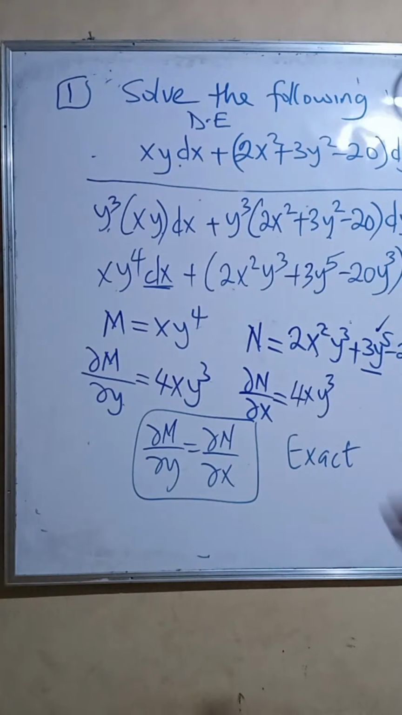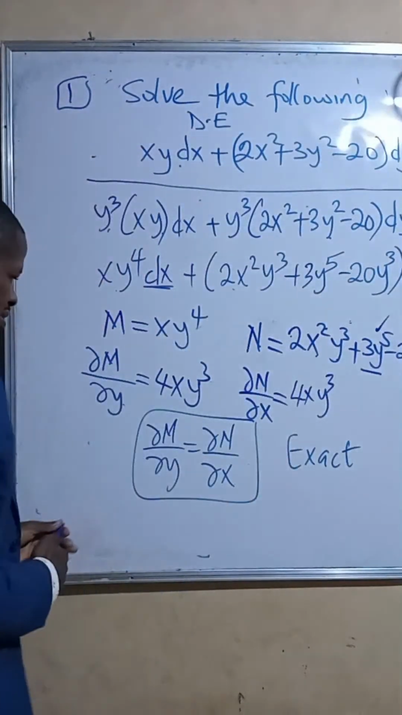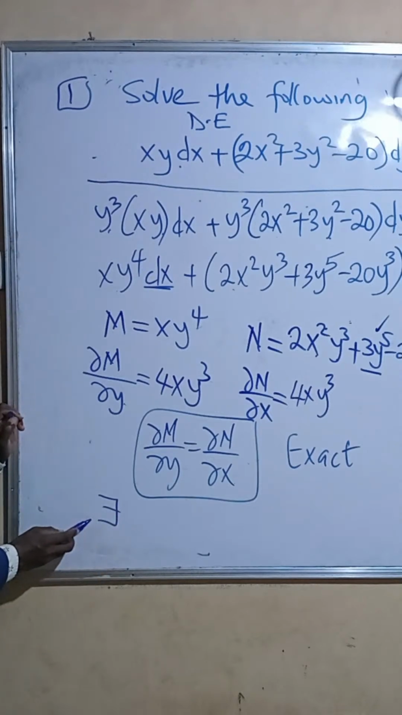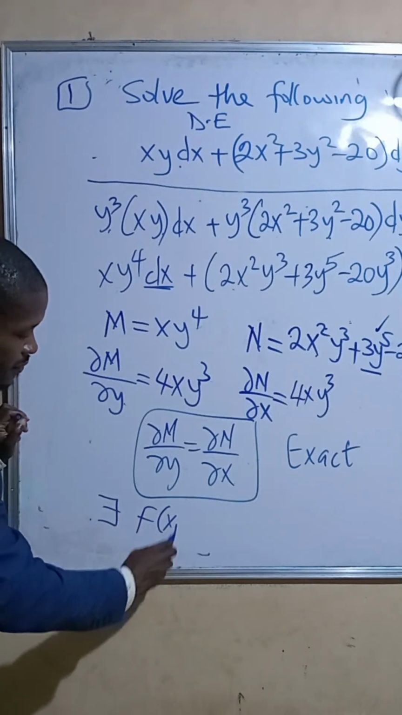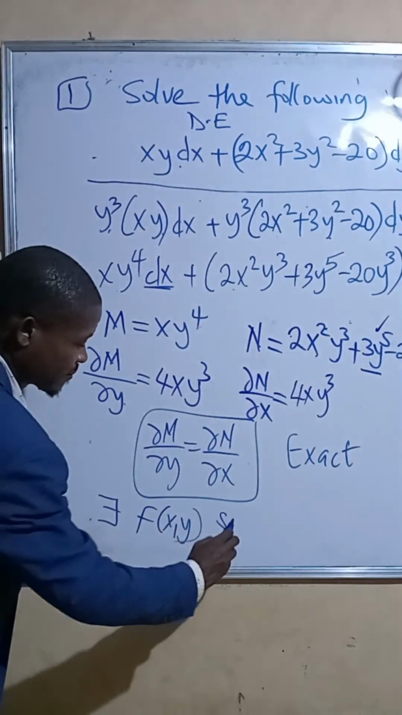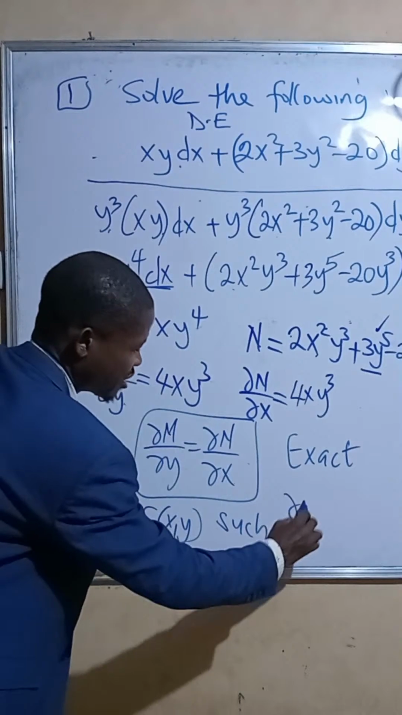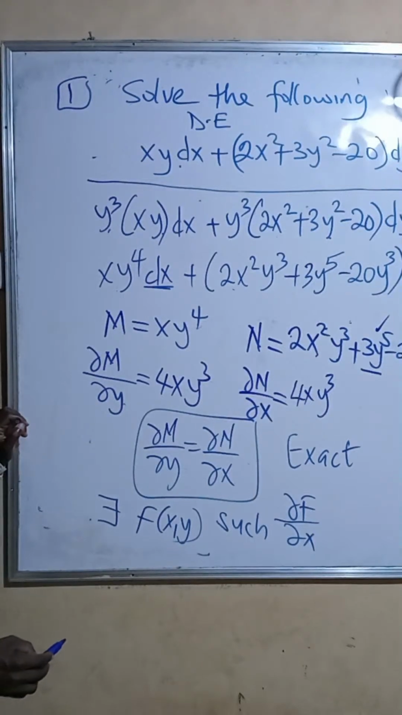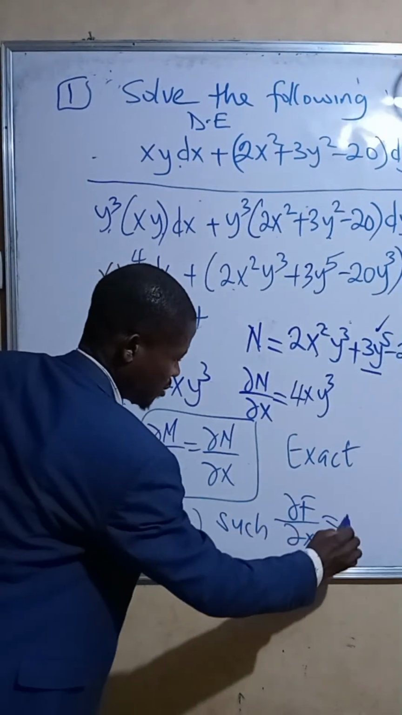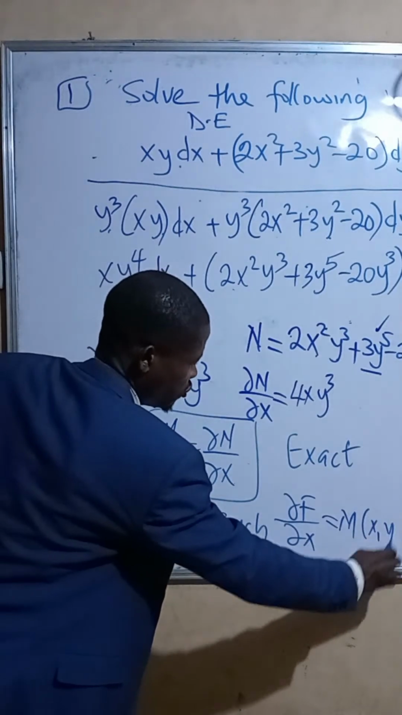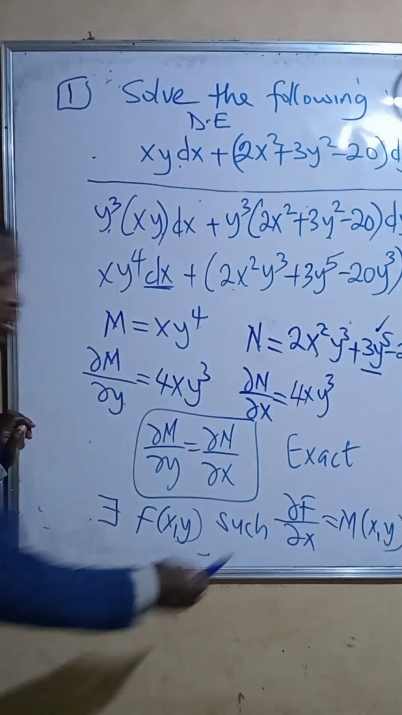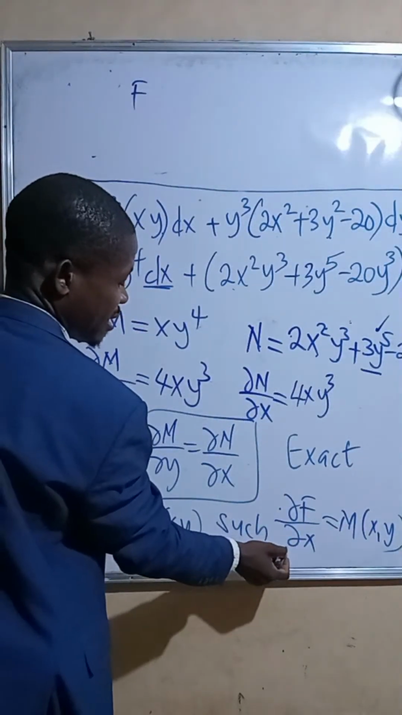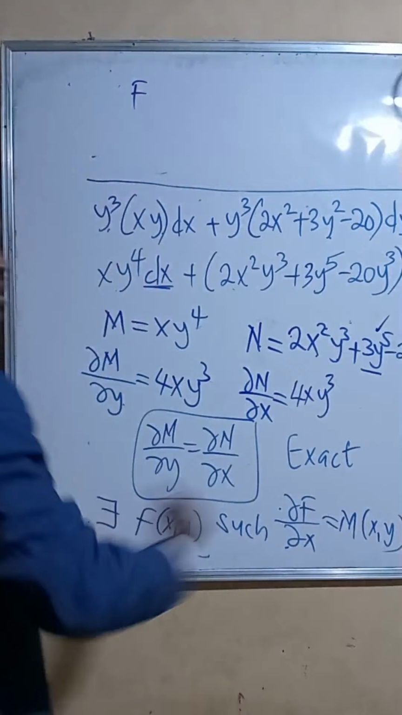So that's that. It is exact. Then there is a function f as a function of x and y such that the partial differential of f with respect to x is equal to M. And that's what I'm going to use to get the general solution. Then I'm going to integrate the two sides of the equation.